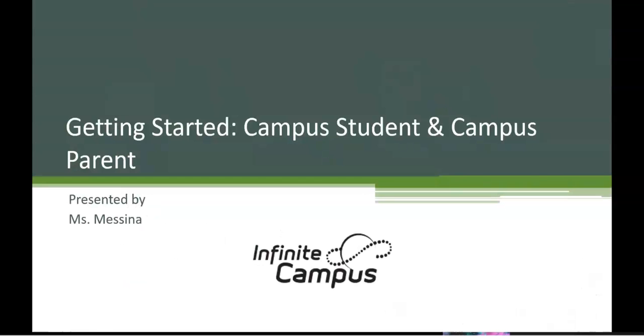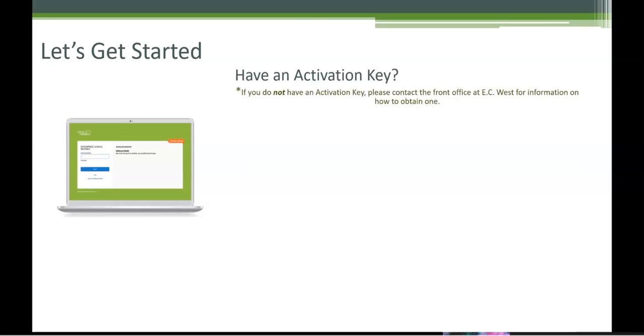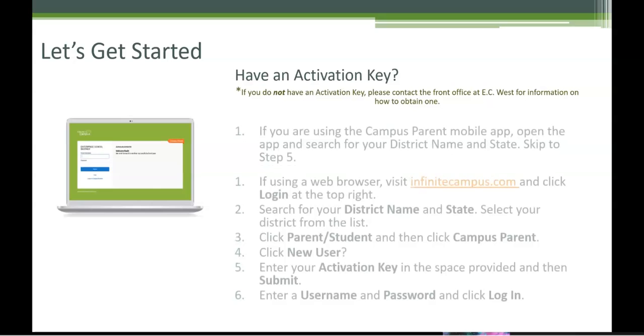So we're going to get started here, Campus Student and Campus Parent. So let's get started. First question is, do you have an activation key, or what is an activation key? Well, in order to access Infinite Campus through the parent portal, you will need to obtain an activation key. If you don't have one, you'll need to contact the front office at EC West, and they will provide you with the information that you need to be able to obtain one.